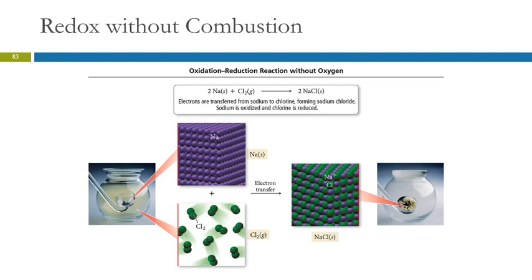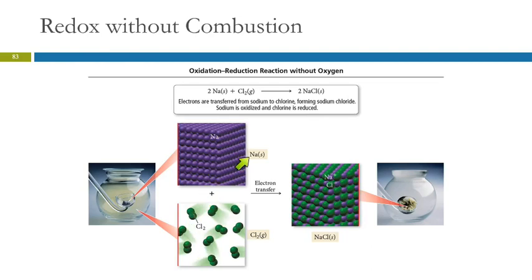We can also have a redox reaction without oxygen. So it's not a combustion reaction. Here's an example, a metal and a nonmetal reacting together. So here we have sodium metal and here we have chlorine gas. Both of those are not good for you to ingest. You combine those two together and they form sodium chloride, which is necessary for life. Not too much, but you need some.